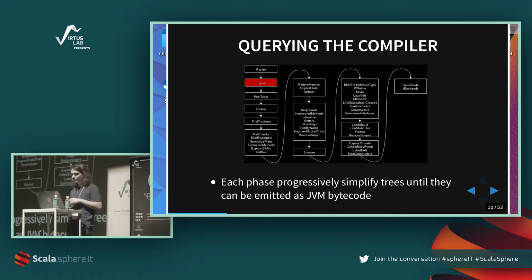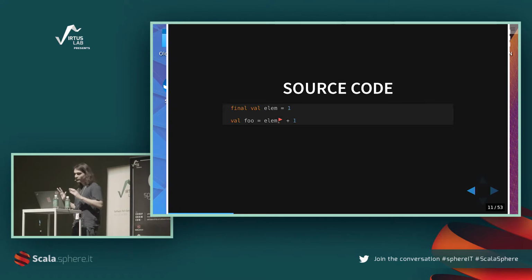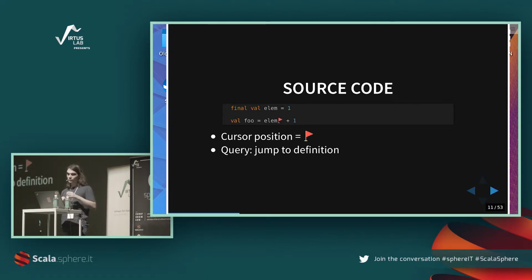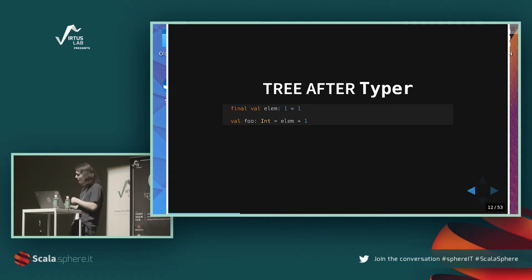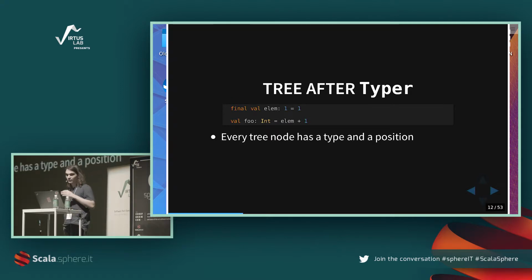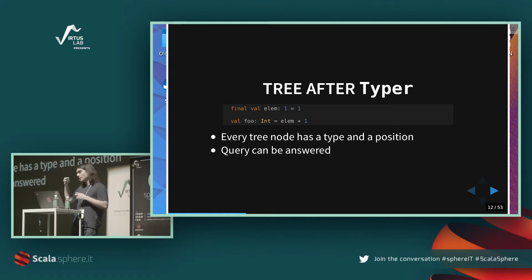To explain that, I'm going to go with an example. So say you have this very simple source code. You have some final val lm equals 1, and another val which references lm. And I have put some little emoji to show where your cursor is in your IDE. You want to do jump to definition, so you want to go to the definition of lm. If I look at the typed tree I get after type checking from the compiler, and I print it, it looks like this. So I have all the information I need, and every tree node at this point has a type and a position. Based on that, I can figure out where the position of lm is, and I can jump to it.